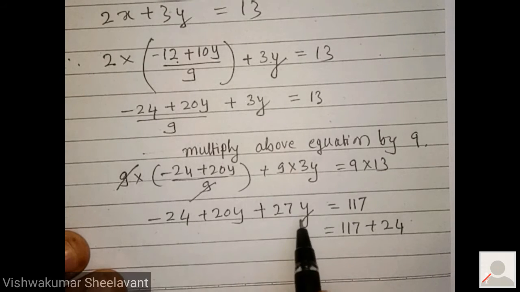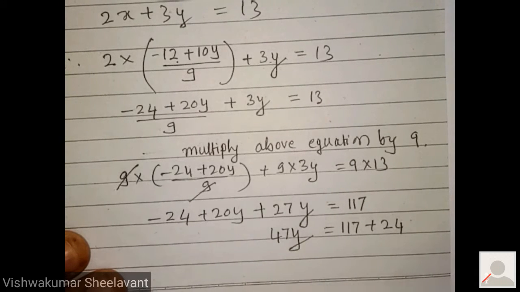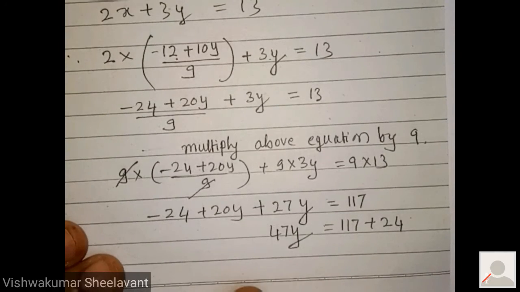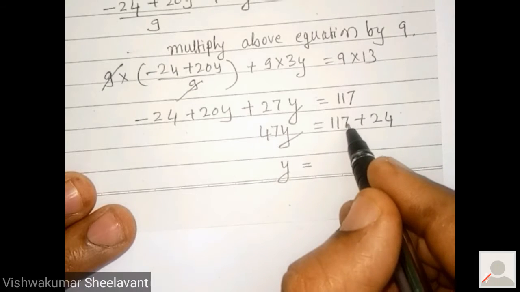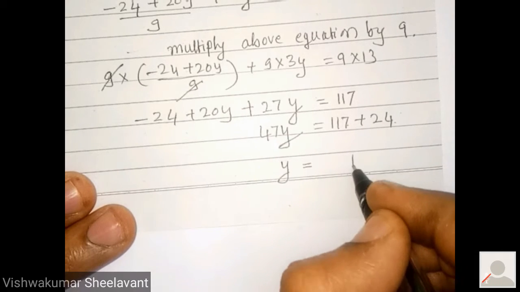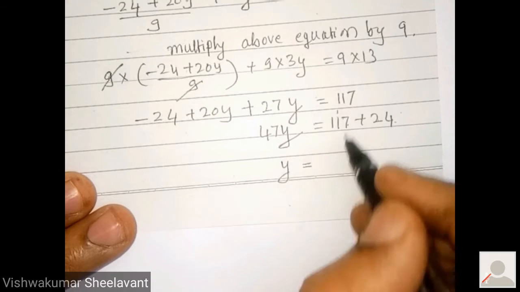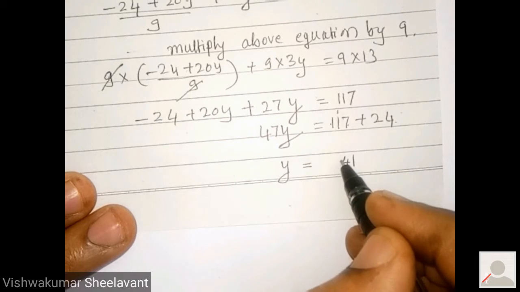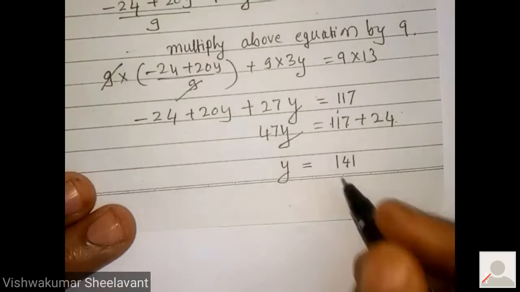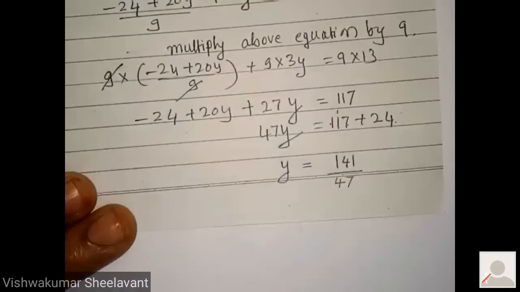20y plus 27y will become 47y. Equal to 7 plus 4, 11; 2 plus 1, 3; 3 plus 1, 4. And this one as it is, 141. Divided by 47.